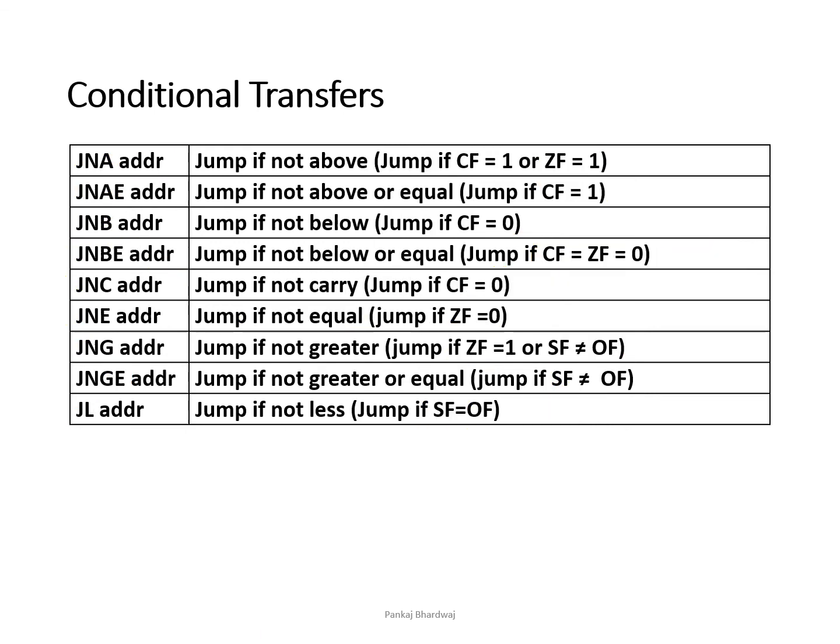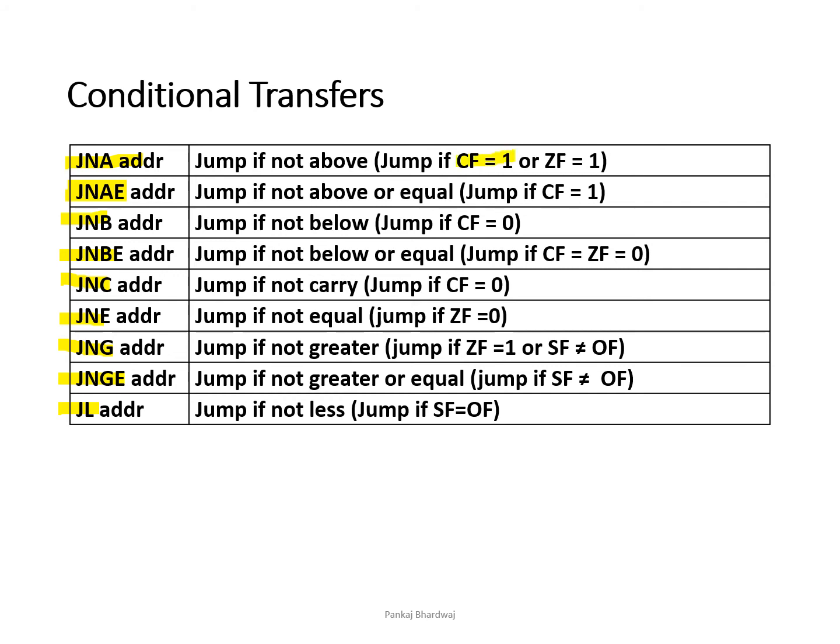Now coming to the next page, we have jump if not above JNA, jump if not above or equal JNAE, jump if not below JNB, jump if not below or equal JNBE, jump if not carry JNC, jump if not equal JNE, jump if not greater JNG, jump if not greater than or equal JNGE, and JNL, that means jump if not less. So on this page we have these commands; we'll discuss them first, then go to the next page. JNA means jump if not above.